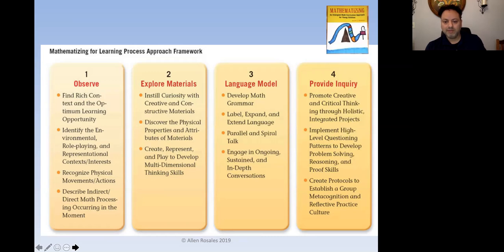We talked about language modeling, how we have to develop our math grammar. That's a combination of knowing the 5 math strands, so algebra, geometry, data analysis, number sense, measurement, and then the vocabulary that comes with all of those concepts. And we have to combine that with rich language modeling techniques: labeling, expanding, extending language, parallel and spiral talk, and engaging. Then take those 2 aspects, the rich vocabulary and the rich language modeling techniques, put them together and engage in sustained, in-depth, and ongoing conversations.